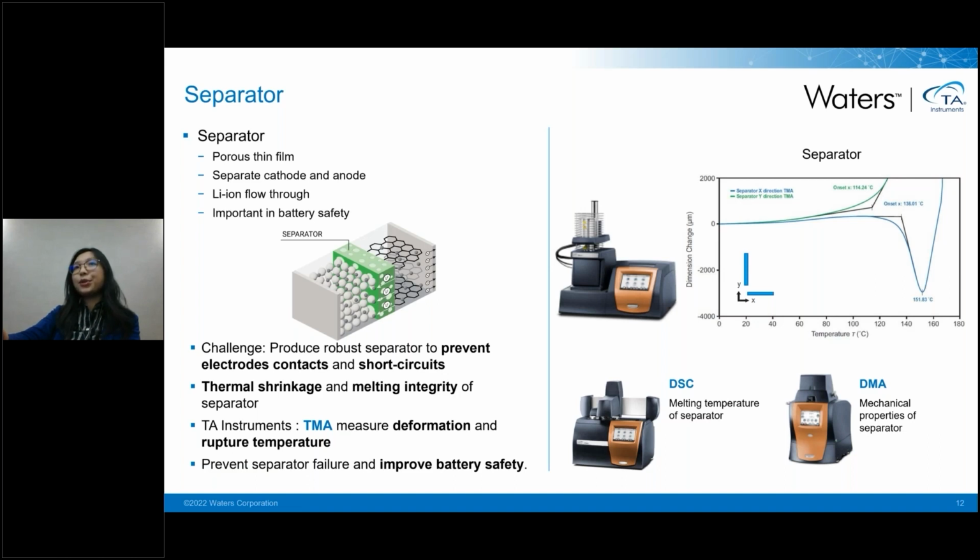In addition to TMA, DSC also allows you to measure the melting temperature of the separator. You do not want to run above the melting temperature of the separator, to maintain its mechanical integrity. And DMA also allows you to measure the mechanical properties of a separator over different temperature ranges as well.